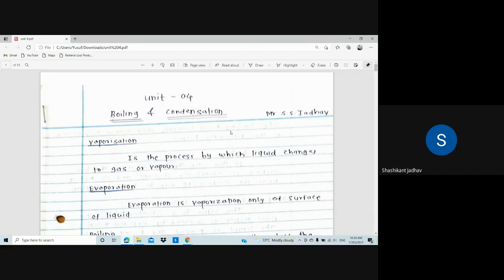Then can anyone tell me what is meant by evaporation and what is meant by boiling? Are evaporation and boiling the same process or different processes? Anyone, unmute yourself and tell me about that. What is meant by evaporation and what is meant by boiling? Whether evaporation and boiling are the same or different? Anyone?